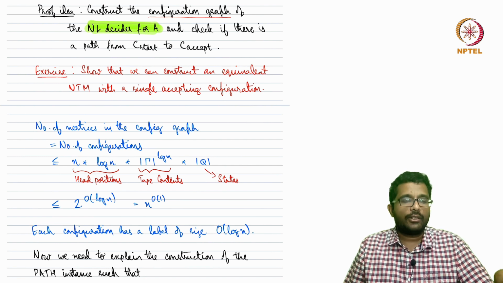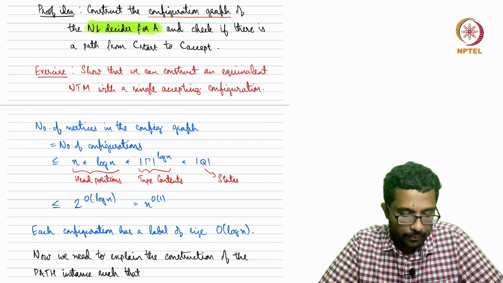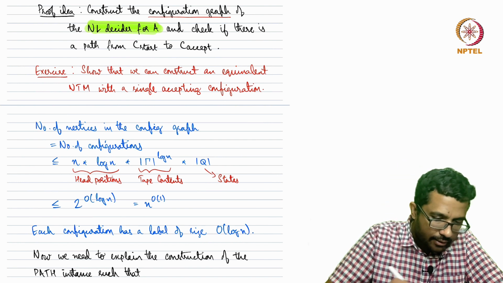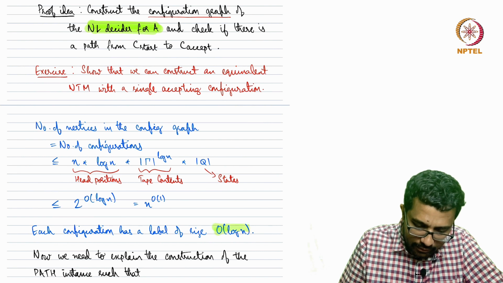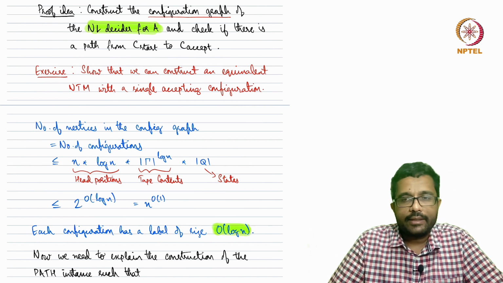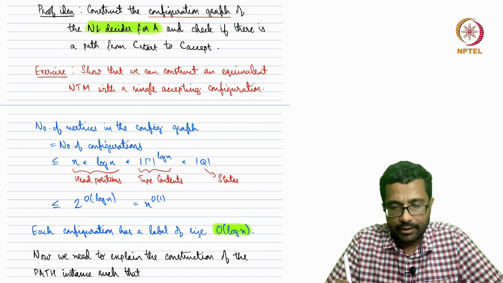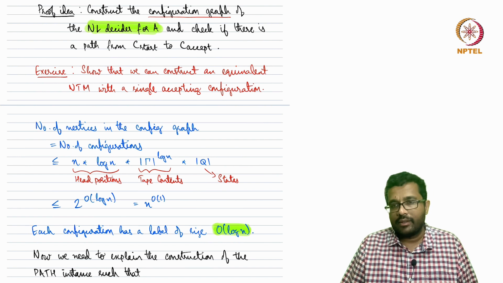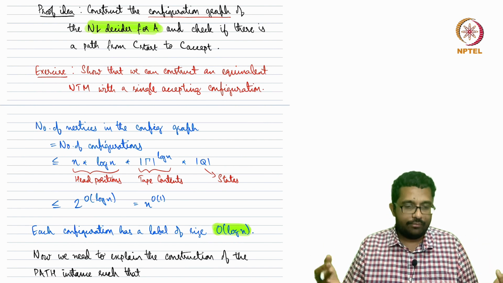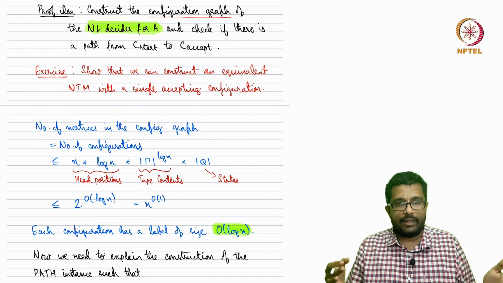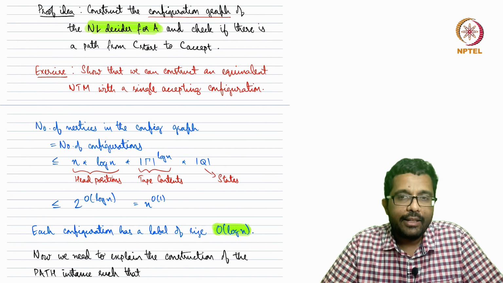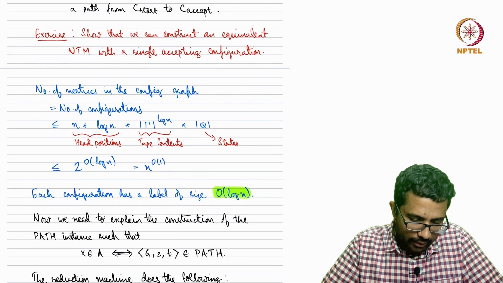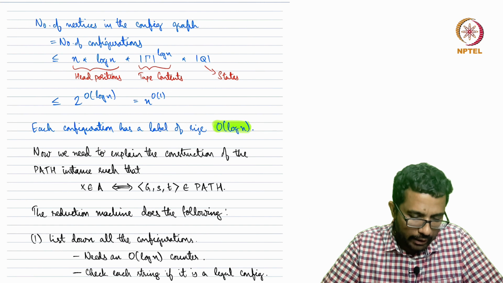Now that means that there are 2 to the power constant times log n configurations. So each configuration has a label or a name of the size of the logarithm of that, which is O(log n), right? If you have 100 configurations, we need only 7 bits. If you have 2 to the power 10 configurations, we need 10 bits. If you have 2 to the power O(log n) configurations, we need O(log n) bits to represent a configuration, right?